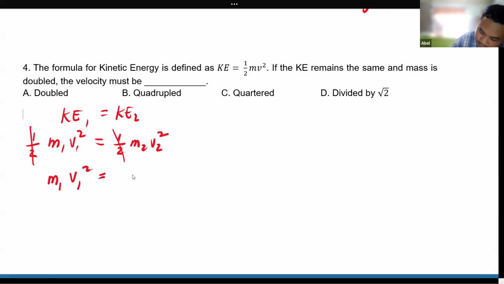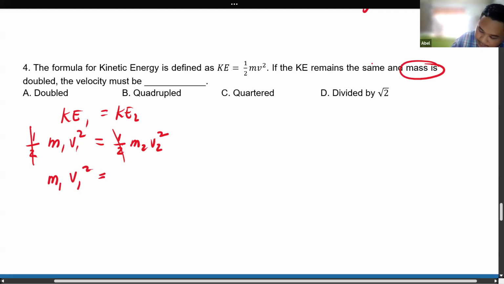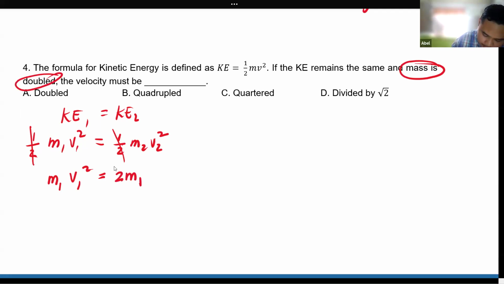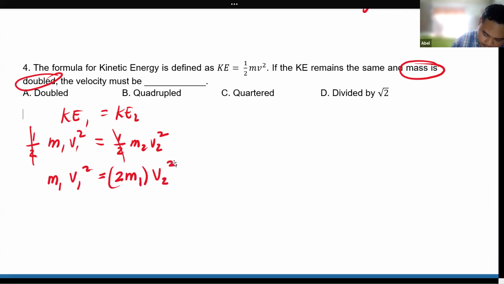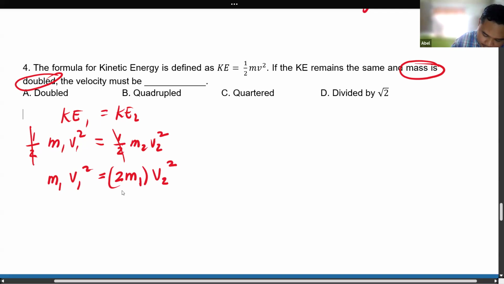And according to the problem, the mass is doubled. So 2 times the M1 and we have V2 squared. Right? So we can cancel out the M1 and we have V1 squared is equal to 2 times V2 squared.